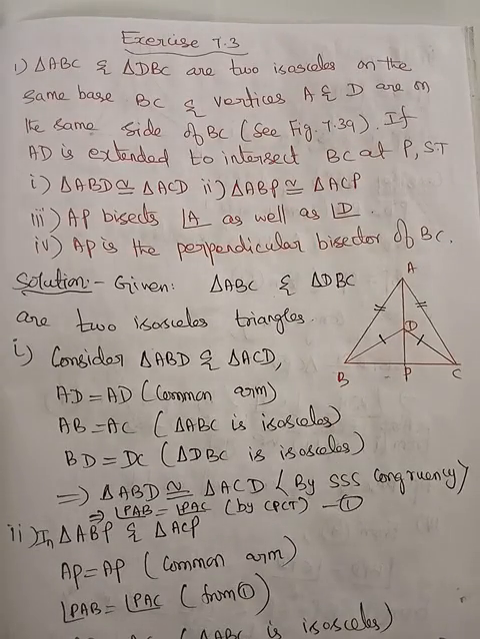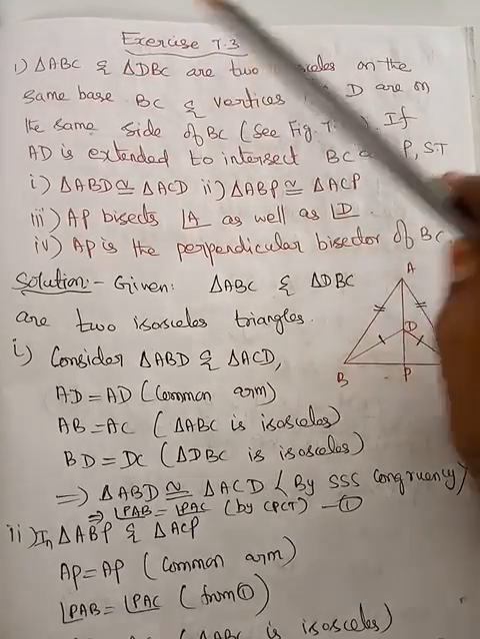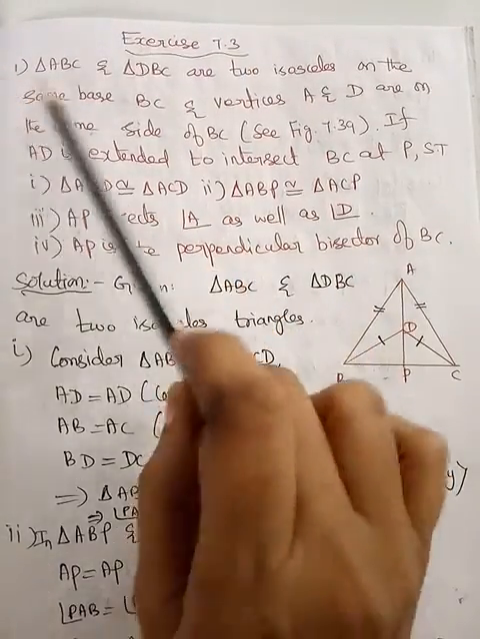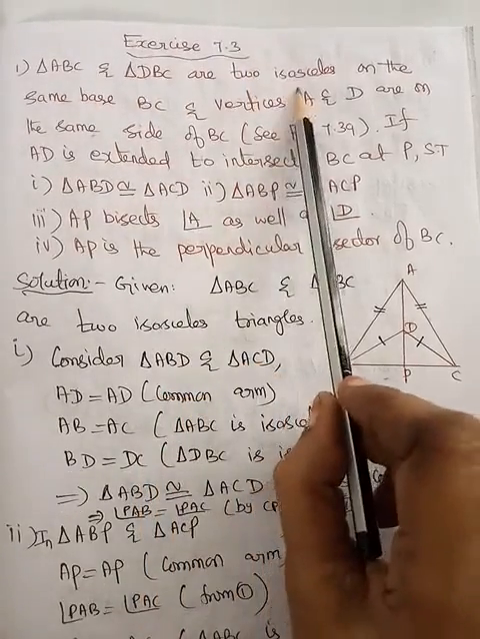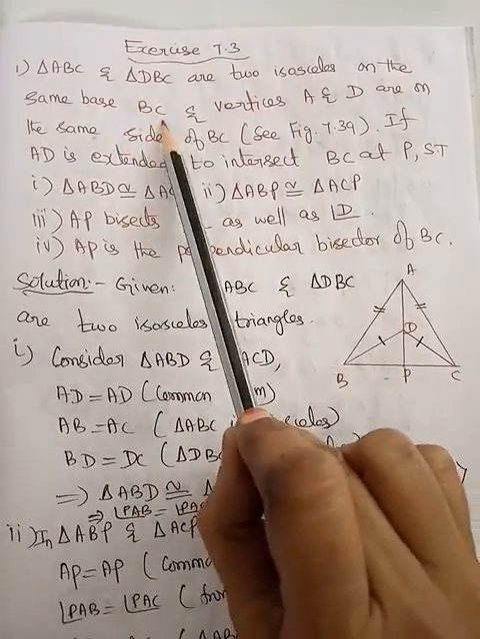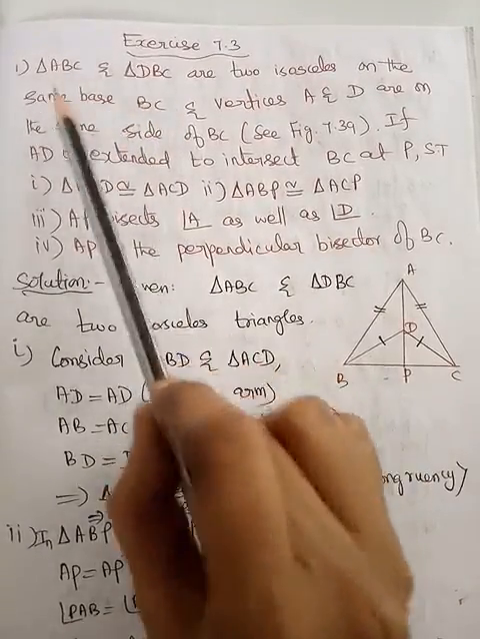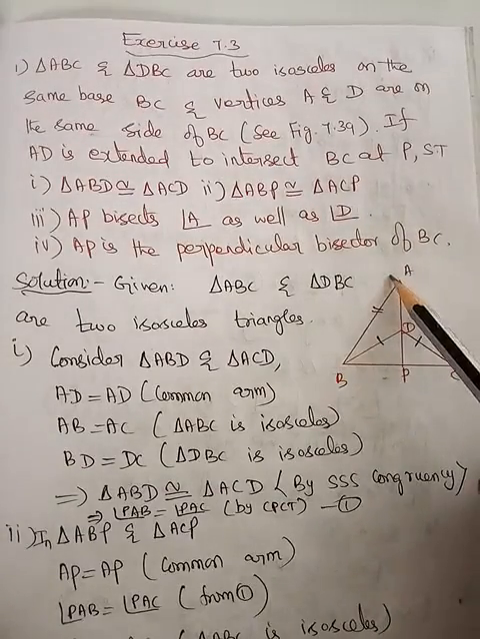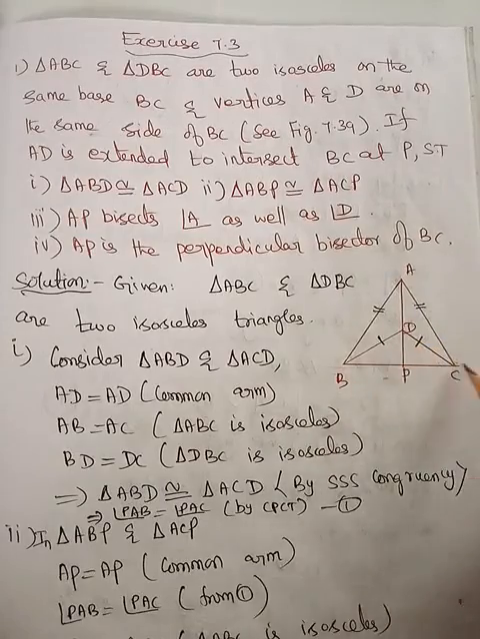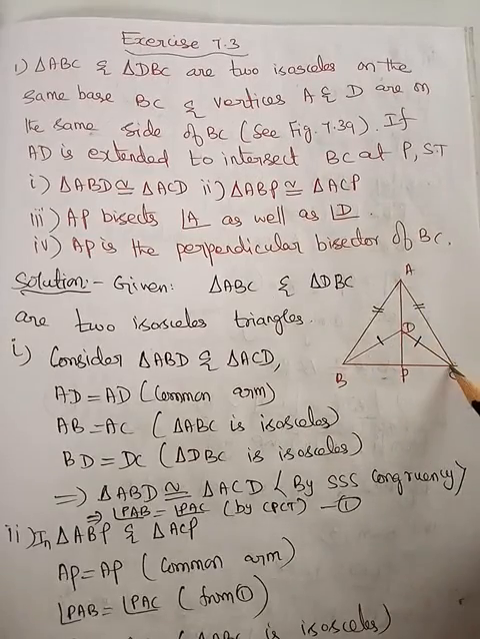Ipa chapter number 7, triangles, exercise 7.3 la sum number 1 paakalam. Triangle ABC and triangle DBC are two isosceles triangles on the same base BC. Adavadhu, look at this diagram, ABC, DBC, these two triangles are isosceles.